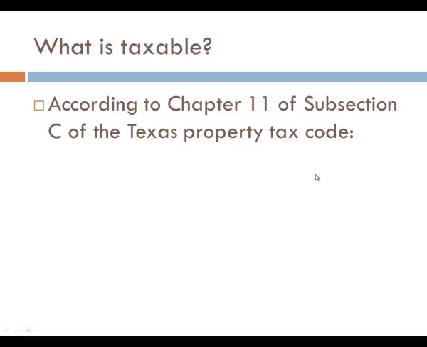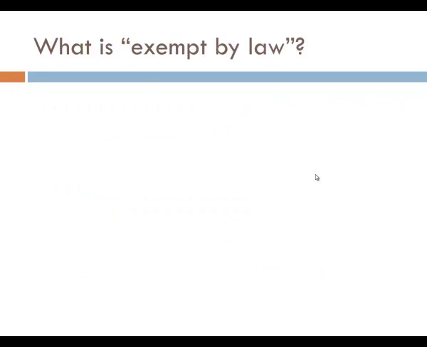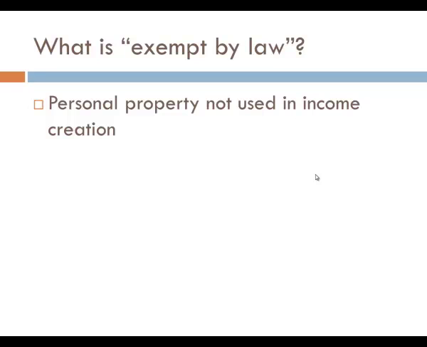According to Chapter 11, Subsection C of the Texas Property Tax Code, all real and tangible personal property that this state has jurisdiction to tax is taxable unless exempt by law. So what does this mean? What is exempt by law? Personal property that is not used in income creation is exempt by law.